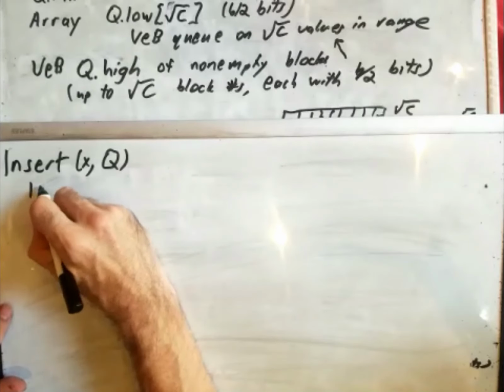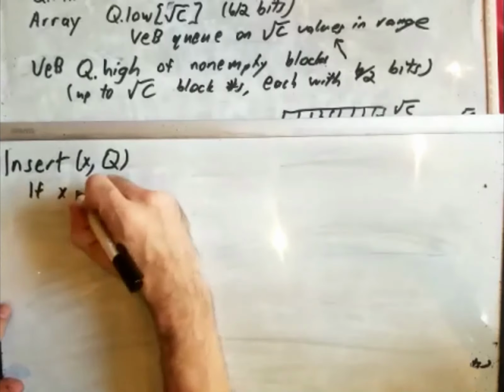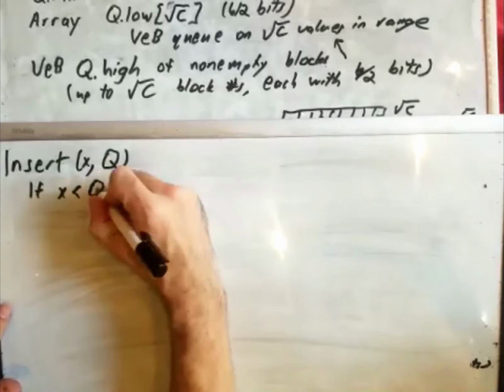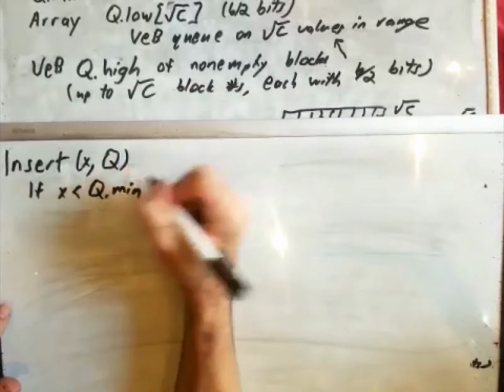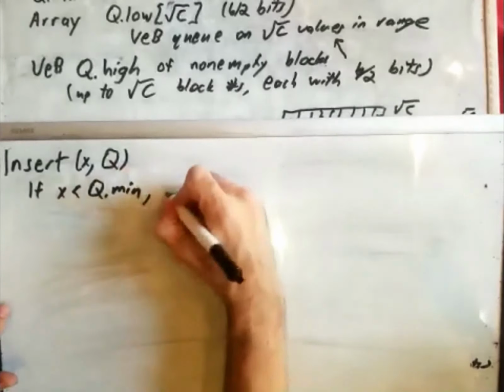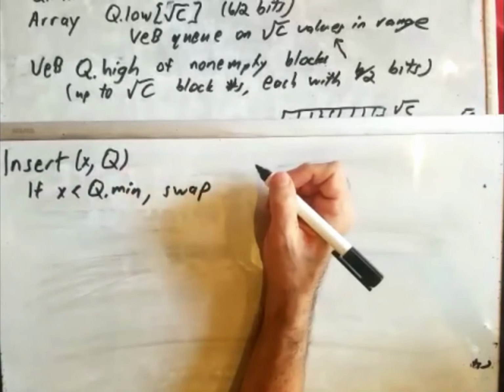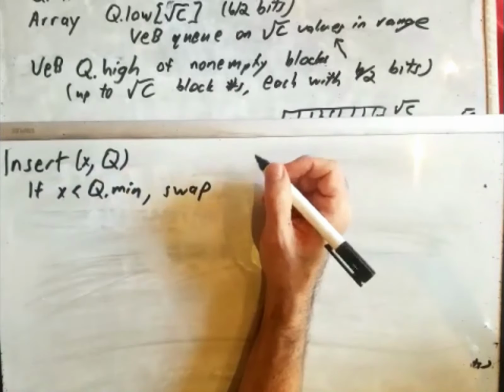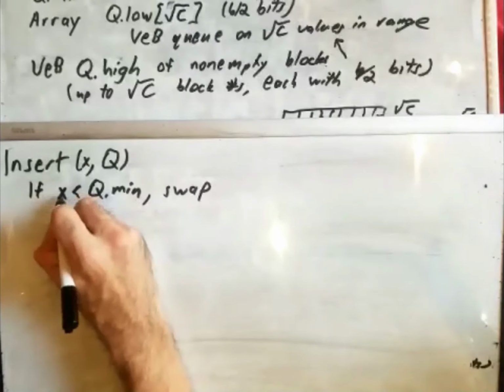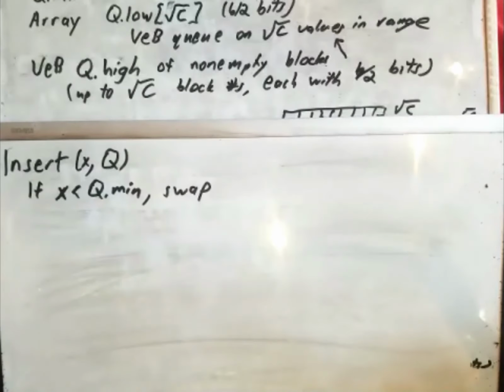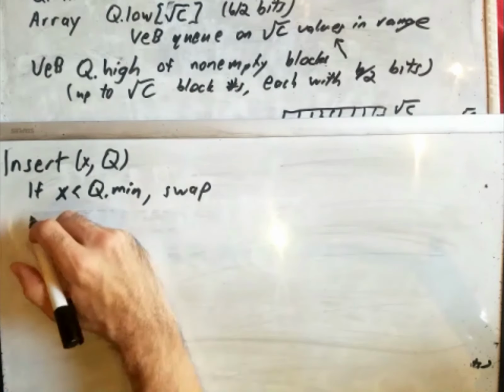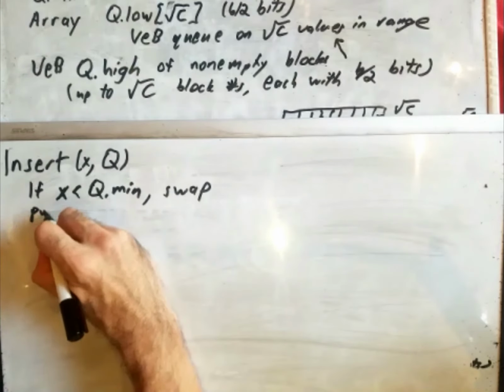One possibility is that X is actually the new minimum. So if X is less than the queue's minimum, then we should swap them. We should put X into q.min, and now imagine that we're inserting the old min as X. Now we have to put X into the recursive structures.